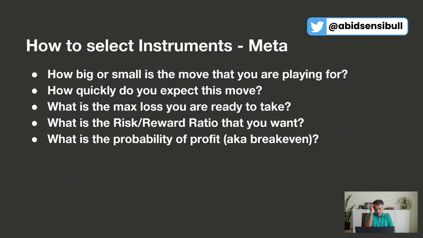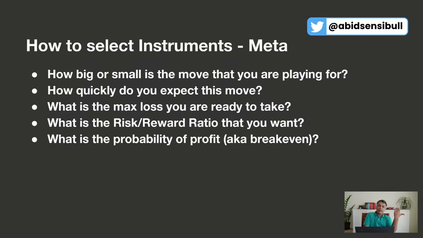So I'll tell you the meta, right? By meta, I mean the meta thought of what is the thought process which should drive your selection of option strategy. One is, how big or small is the move you're playing for? Is it like a big move, which we talked about, right? Obviously, first direction comes, then the magnitude of the move comes. Then you have to ask yourself, boss, when is this move going to happen? Do you think it is going to happen today? Do you think it is going to happen after an event?